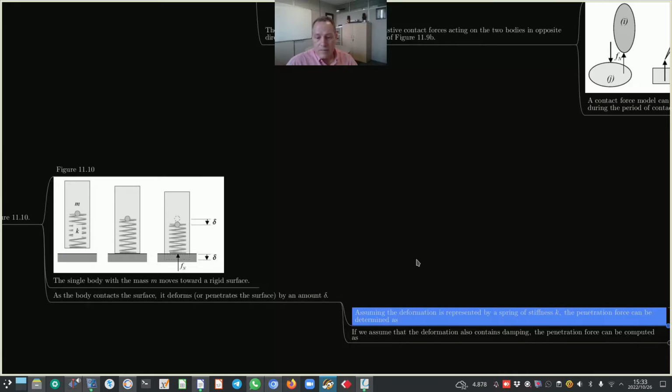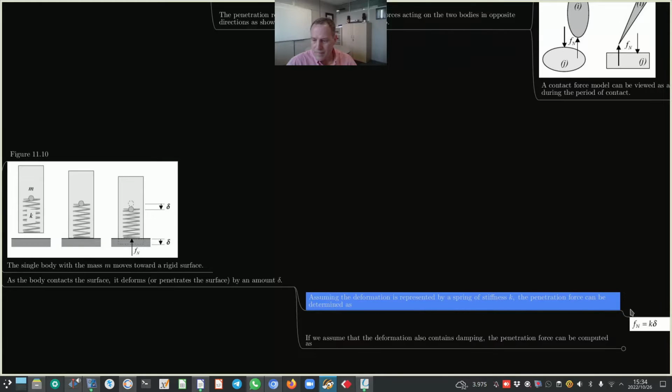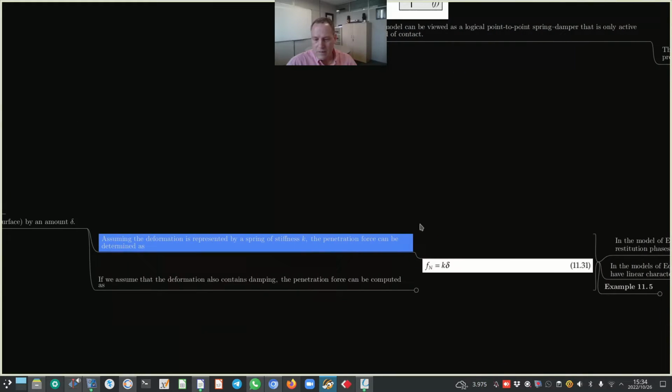So assume the deformation is represented by a spring of stiffness K. The penetration force can then be determined. This is the penetration force indicated in the free body diagram on the right hand side of figure 11.10. Okay, and that force can be determined as, very simple, it is the spring stiffness multiplied by the deformation.